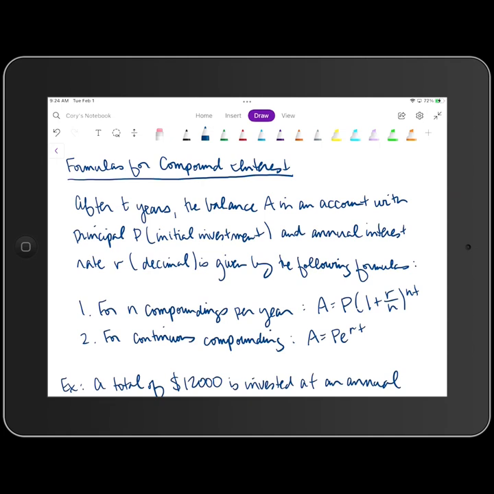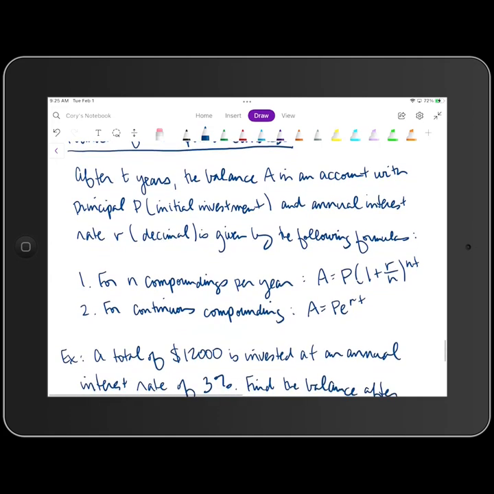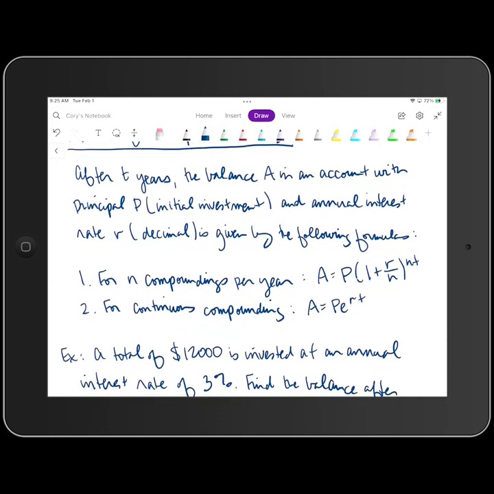Okay, so if something is being compounded n times per year, the formula that we use to compute the amount A is going to be equal to the principal P times the quantity 1 plus the interest rate R divided by n, which is the number of compoundings per year. And then you're going to take that quantity and raise it to the n times t power.